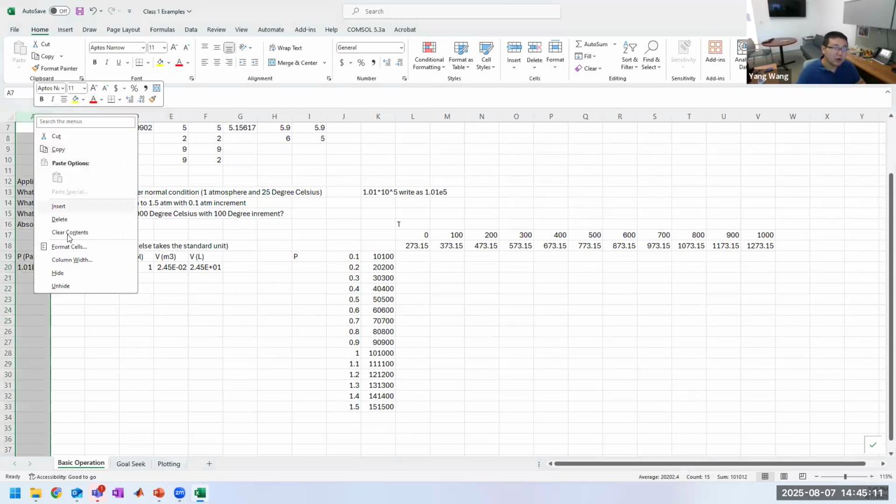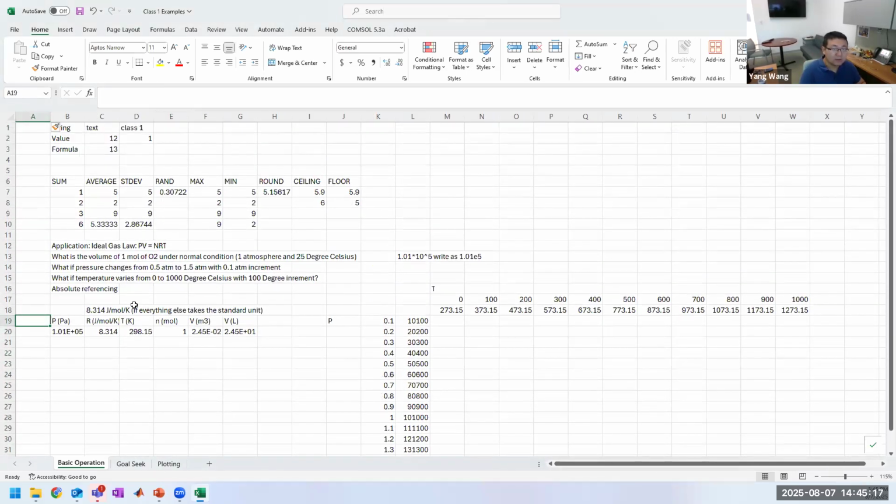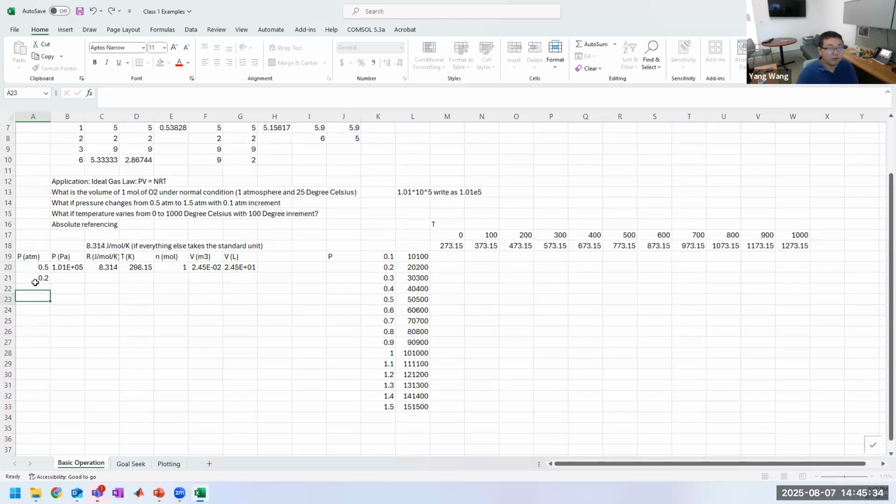So let's now create a new column, which is the pressure in ATM, right? So we said that we want 0.1 to be the increment, right? It starts from 0.5, and then we'll increase by 0.1. Okay, so now it goes to 1.5. This is the range that we want. So we know that 1 atmosphere, we need to convert that to Pascal, right? So basically, to calculate that, you will use this value multiplied by 1.01 e to the 5.